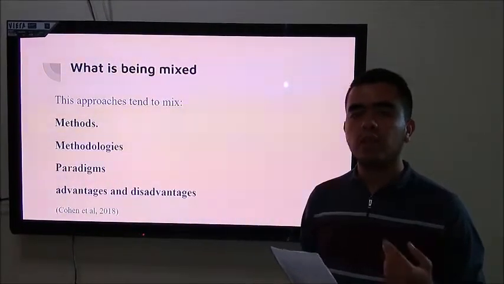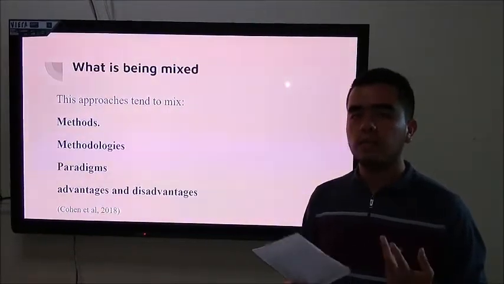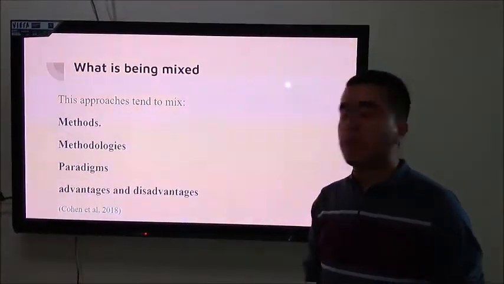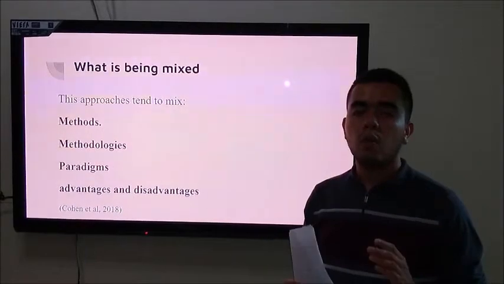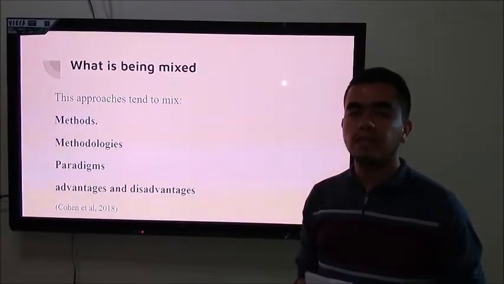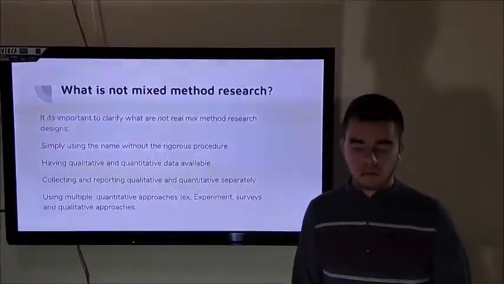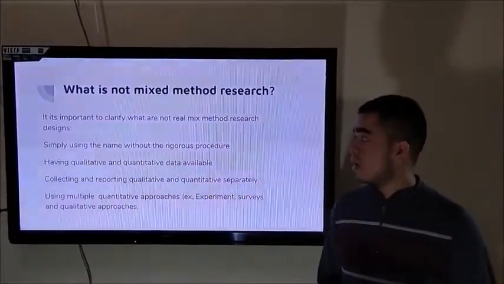So in this case, you are only mixing the instruments that concern the methodology part of what should be mixed inside mixed method research designs. So now we are going to see the next part.